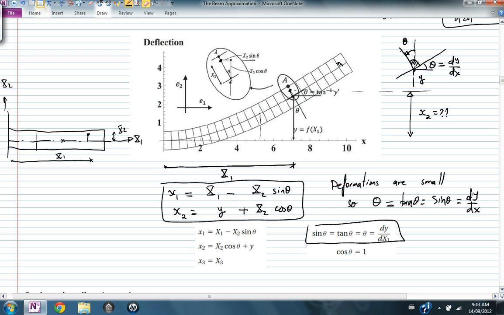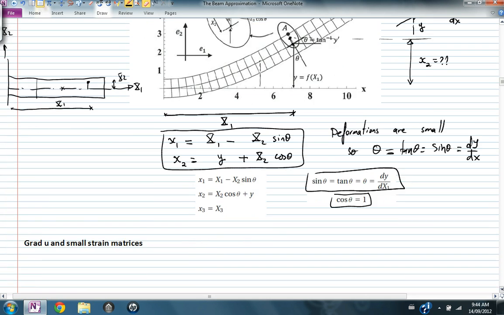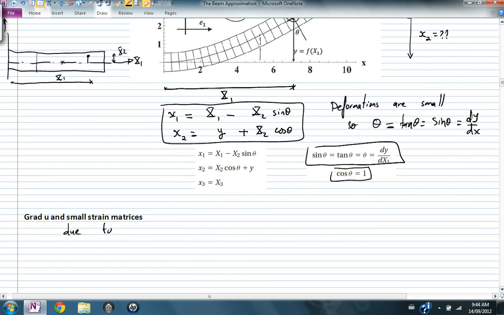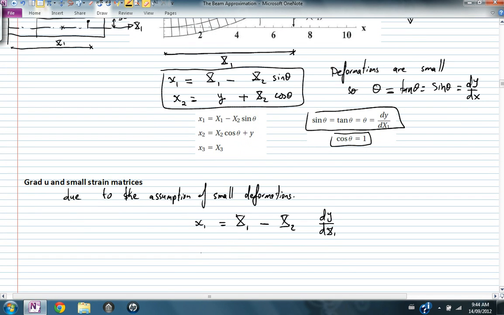So this is due to small deformations. Also because we assume that theta is very small, cosine theta is equal to 1. So due to the assumption of small deformations, I can write my equations as follows. x1 is equal to capital X1 minus x2 dy by dx. And x2 is equal to capital X2 cosine theta, which is 1, plus y.